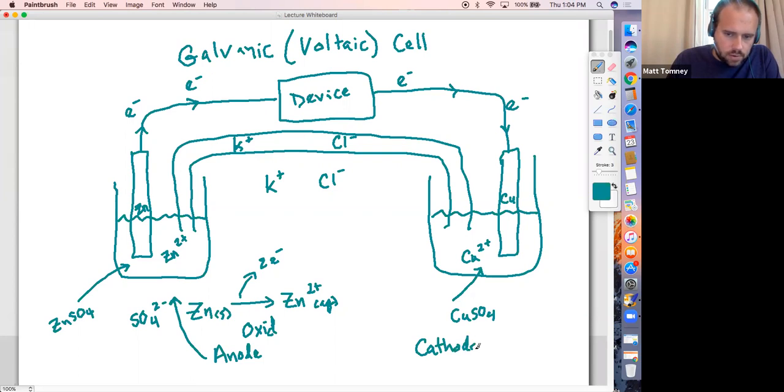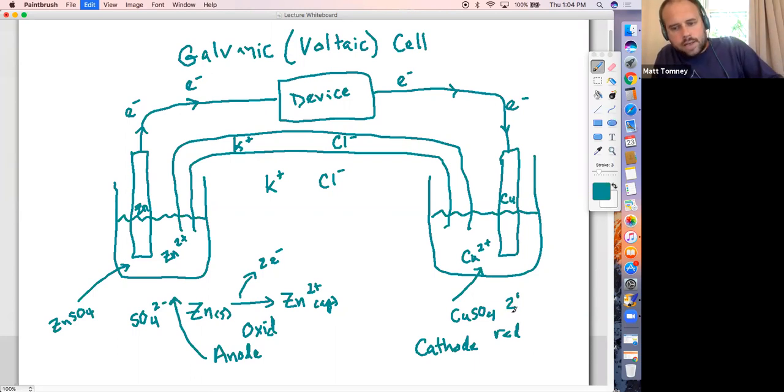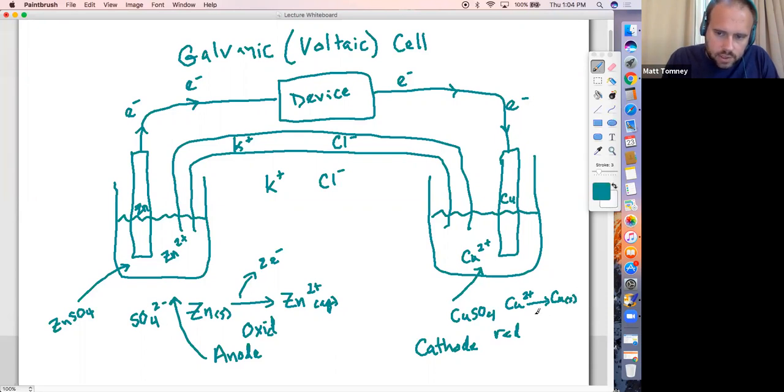The cathode is where the reduction is going to occur. Okay, so the reduction being that I'm going to have copper 2+ going to copper solid, right? And so this means that I'm going to gain the 2 electrons that zinc sent over, right? And it's going to become solid copper.